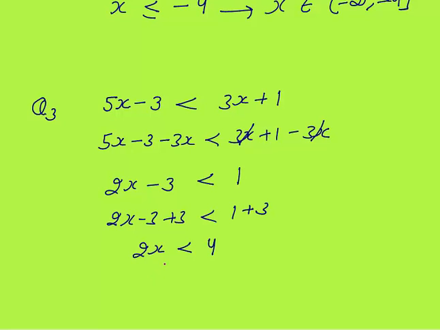Divide both sides by 2. You will get x. You are dividing by a positive number, so the sign of inequality will not change. So x will be less than 2. How will you represent? X belongs to minus infinity to 2. Less than 2 means 1.9, and 2 will not be included. 1.9, 1.99, 0, minus 1, minus 3 up to minus infinity. That will be your final answer.